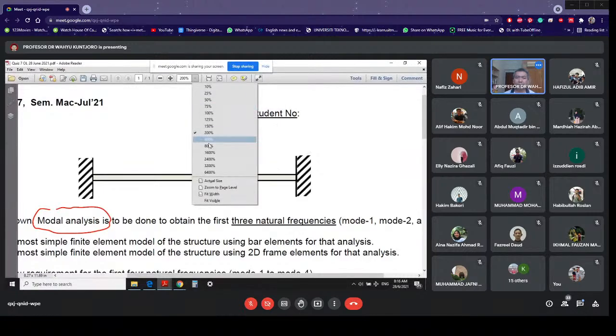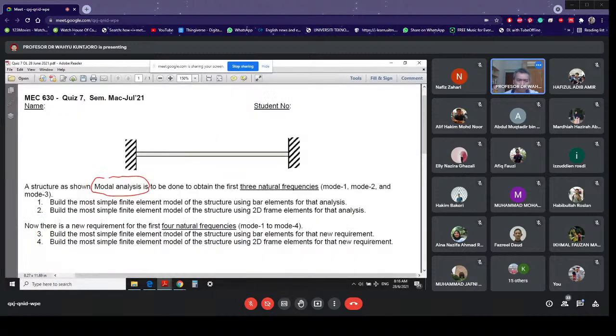Now the job here is to do finite element modeling, but you have to build two different types of model. If you do bar elements, that's question number one. Using bar elements, you will build the finite element model for this structure, and the model should be able to obtain the first three natural frequencies, 1, 2, and 3.